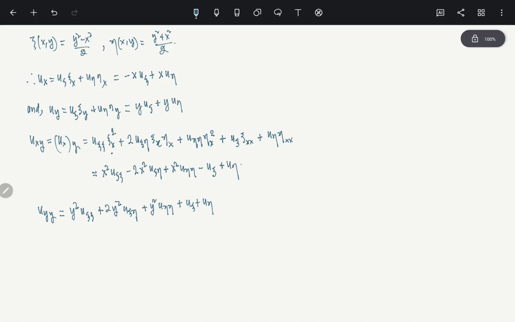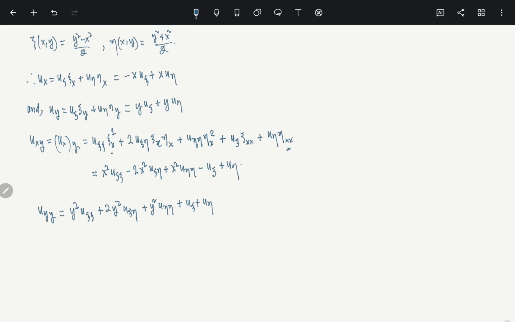How am I writing it? See, essentially what happens here is this whole expression, uyy will also be a similar sort of expression, except that x is replaced with y. That's all. Okay. So now, you see, you got ux and uxy and uyy, right?